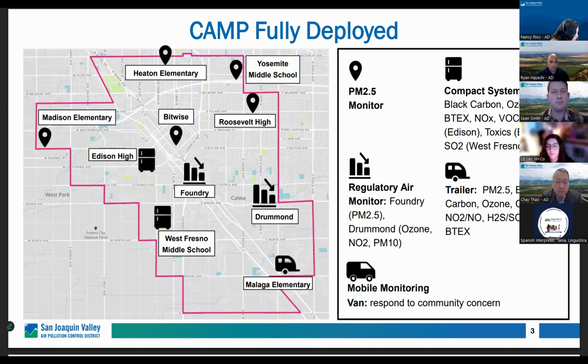We also have compact air quality systems called air pointers that can do multi-gas as well as the PM 2.5. And then we also have a trailer that's at Malaga that can do various gases and PM 2.5. And then for your reference, we also have the Foundry and Drummond regulatory sites. They're not part of the CAMP team instrumentation, but they're there just for your reference of where their locations are approximately inside that South Central Fresno region. Slide, please.